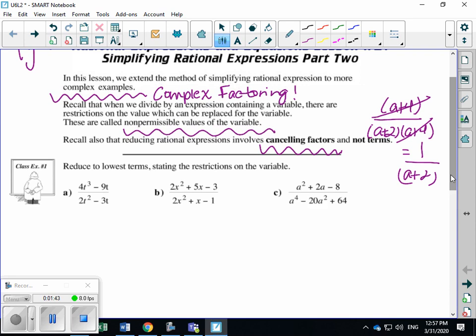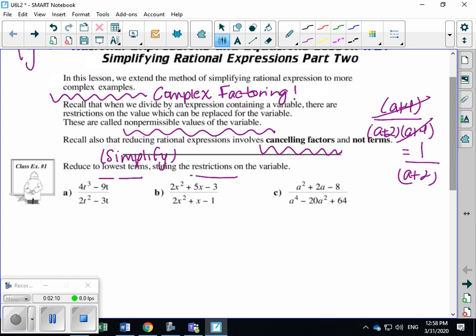It says, reduce to lowest terms, stating the restrictions on the variable. You have to make sure you always state the NPVs. Remember also last video, I had 3 steps. Step number 1, factor. Step number 2, state the non-permissible values. Step number 3, simplify or reduce to lowest terms. This just means to simplify to the point where you cannot cancel anything else out.